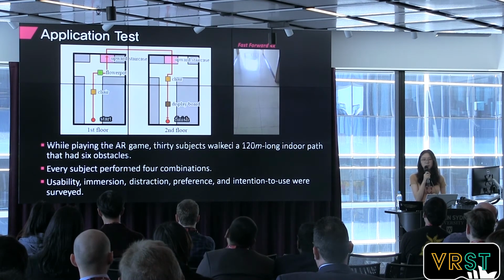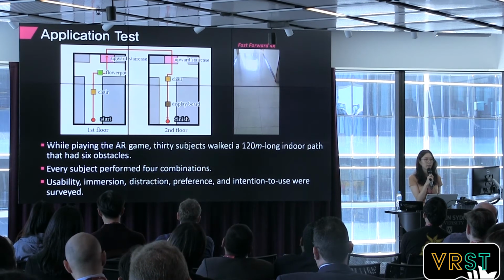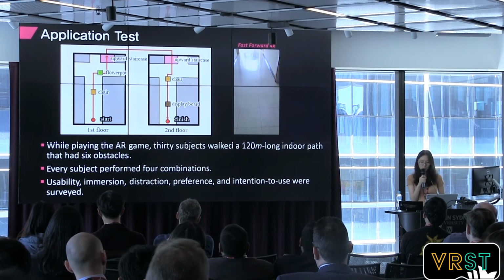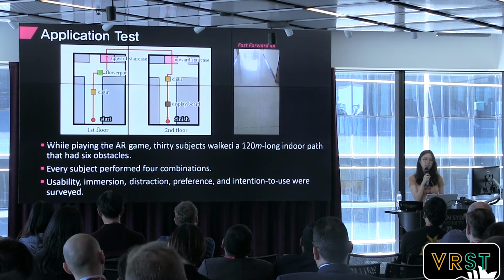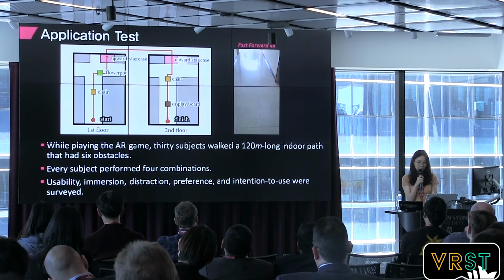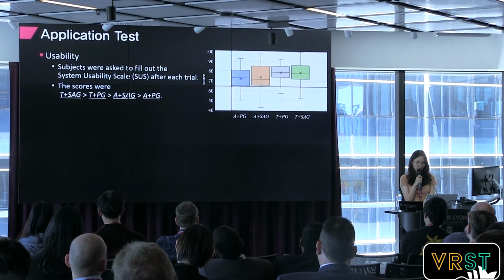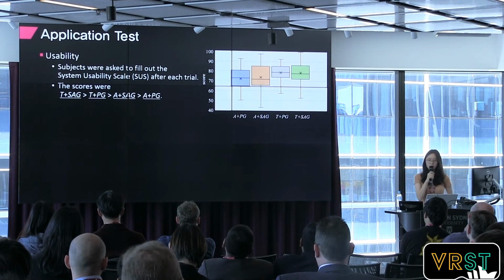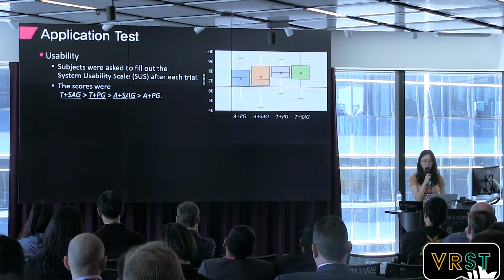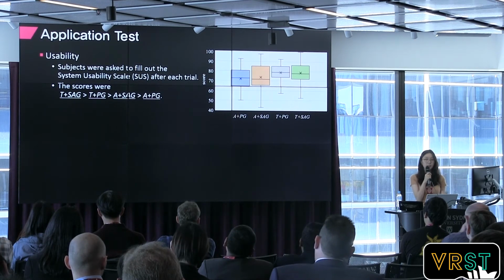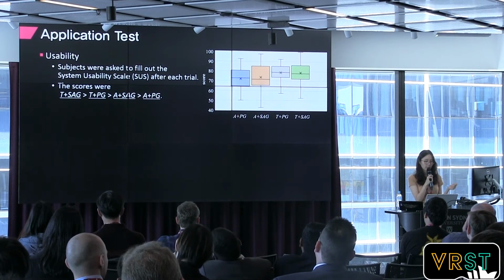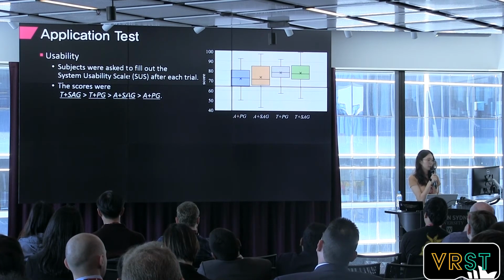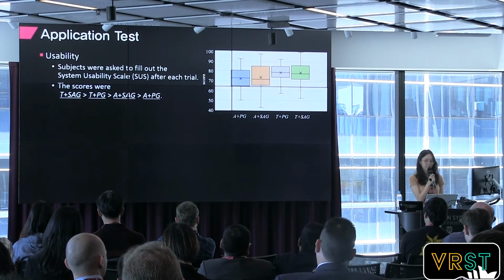So a subject performed a trial for each combination, resulting in 4 trials in total. We surveyed usability, immersion, preference for each combination, and subjects' intention to use for the whole system. Now, usability was measured through a system usability scale, and the results revealed that there were significant differences between the combinations, while the combination of tactile and specific auditory guide scored the highest.